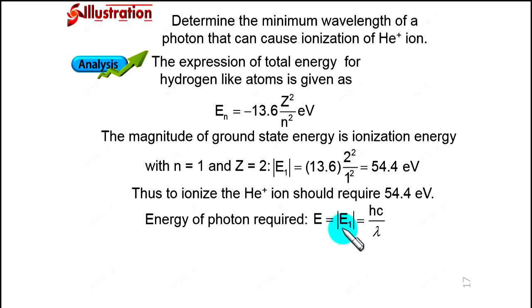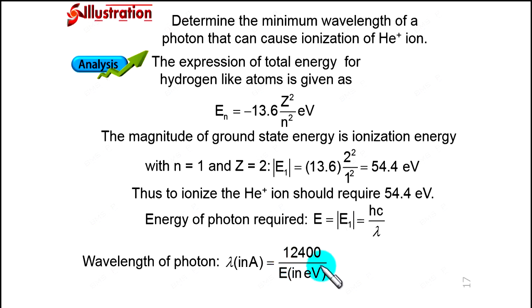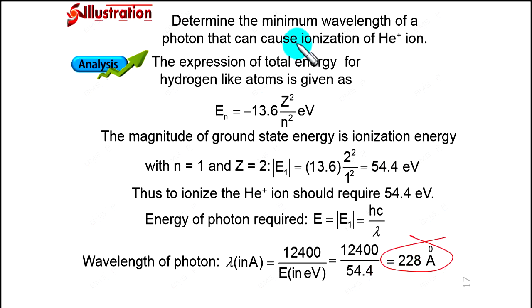If we express the energy in electron volt and lambda in angstrom, we can write lambda equal to 12400 divided by E in electron volt. By this formula we can write, now we can substitute the value of E, that is 54.4. So it is equal to 12400 divided by 54.4. After calculation, this is equal to 228 angstrom. So this is the minimum wavelength required for ionization of the helium ion.